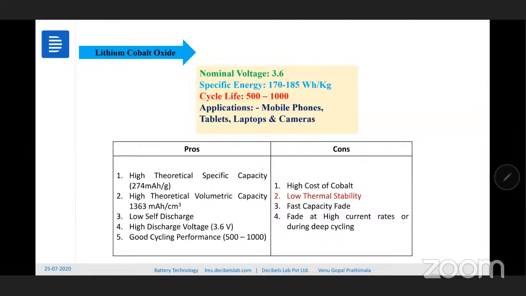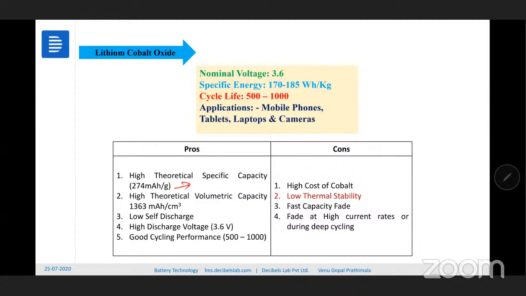Okay. So coming to the pros, it has a high theoretical specific capacity, somewhere around 274 milliampere hour per gram. If you remember in the previous calculations, we calculated the cell capacity, right? So that cell capacity is here. It is 0.27 ampere hour per gram, which is 274 ampere hour per kg. And a high theoretical volumetric capacity, which is 1.363 ampere hour per cubic centimeter.